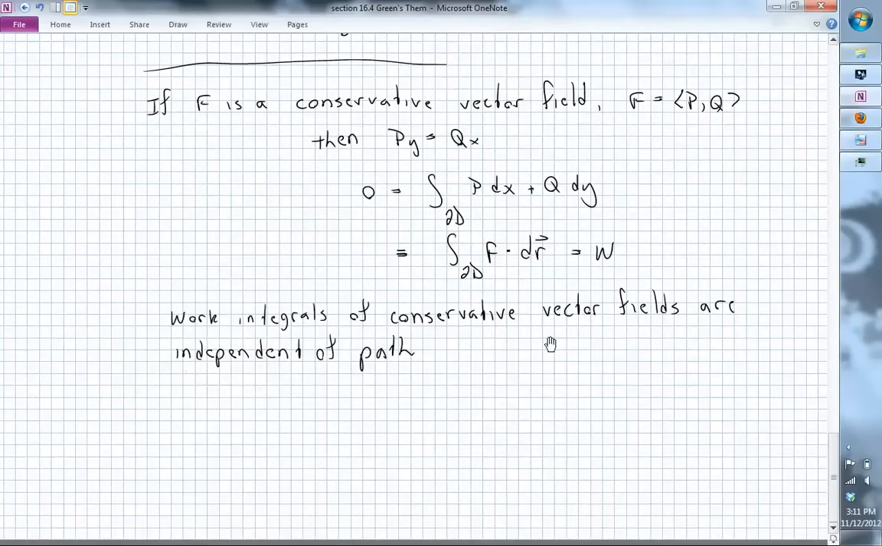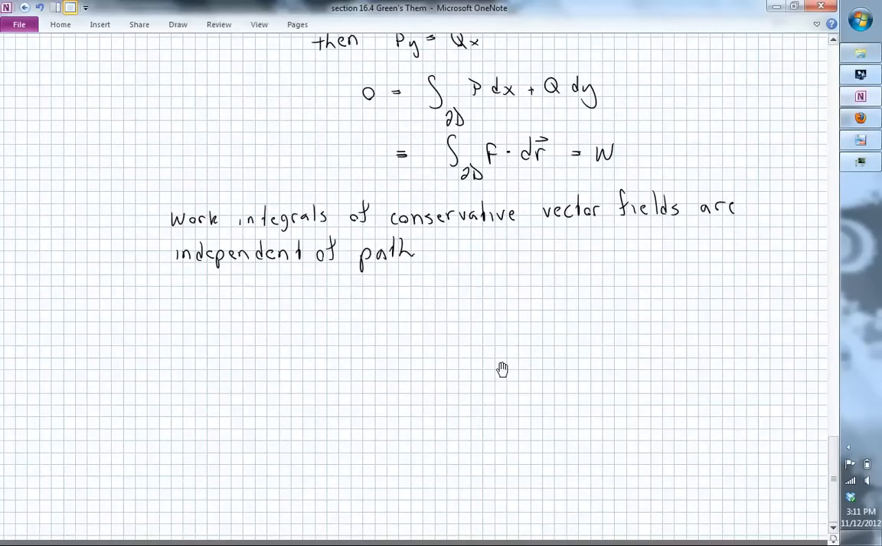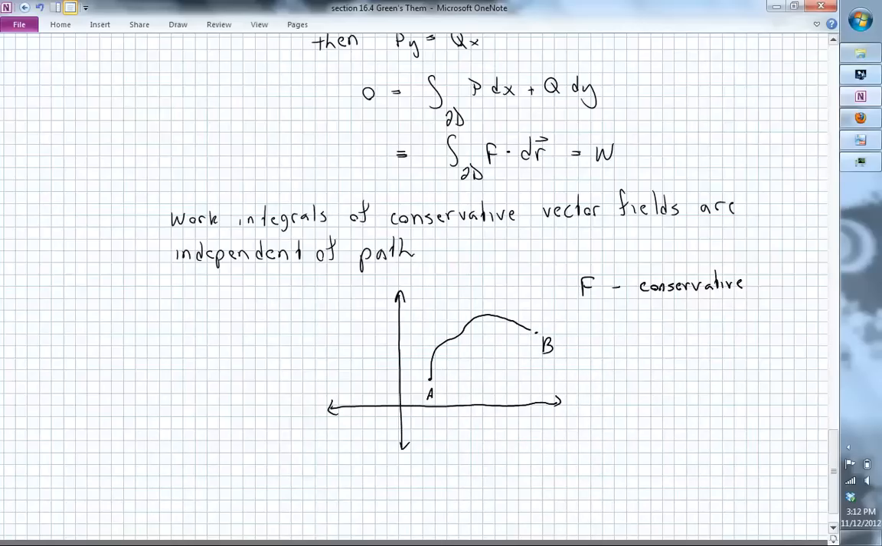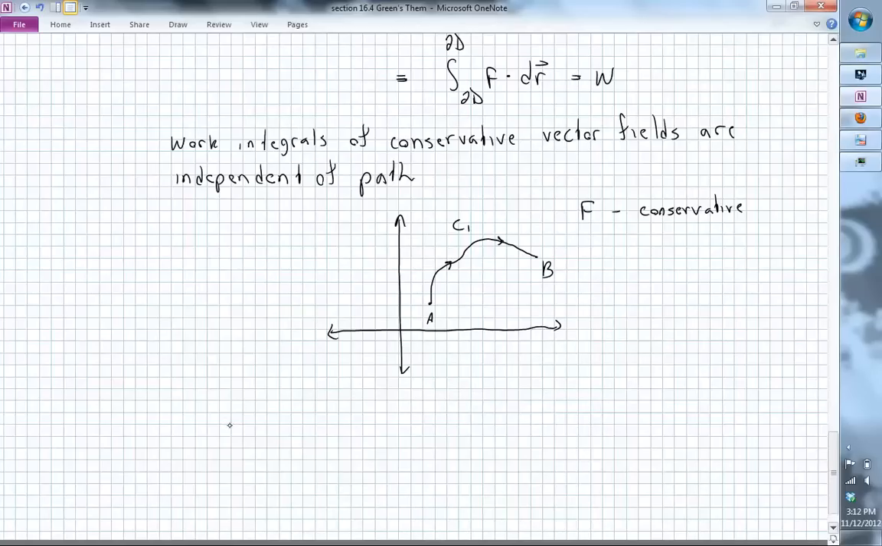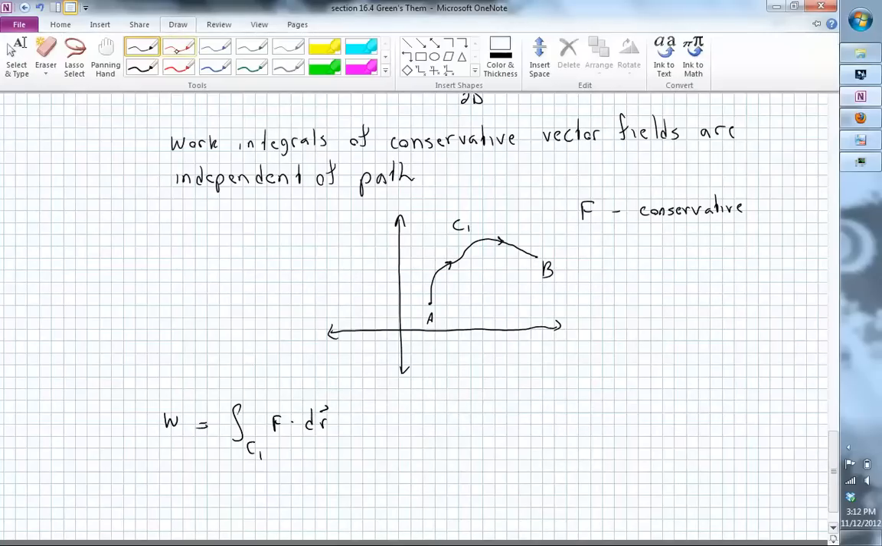But in fact, Green's theorem does say something about independence of path. Let's look at a situation here in the plane, and let's pretend that F is a conservative vector field. Let's take a start point A and an end point B and look at some path between them. Let's call that C1. We can write that as the integral over C1 of F dot dr. That's the work. Independent of path. Well, let's see if we can somehow convince ourselves of that.